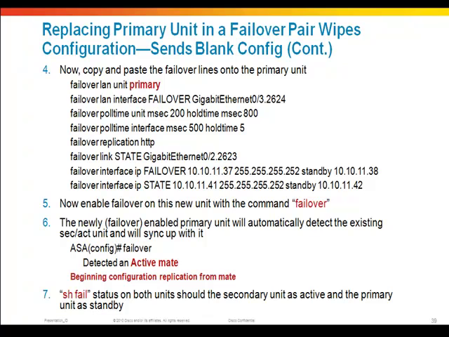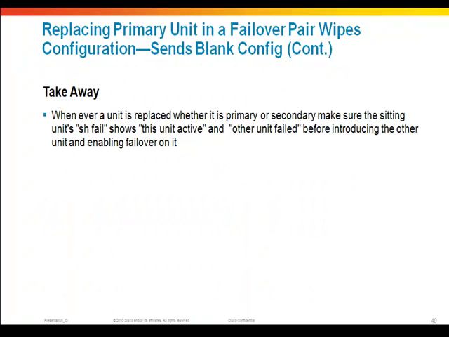So once you enable failover on the primary unit, it will automatically detect the existing active unit. The secondary unit is playing the active role. And as you can see there, it will begin configuration replication from its mate. And once that is done, you can issue a show fail, and both units will show you the proper status of what each unit's role is.